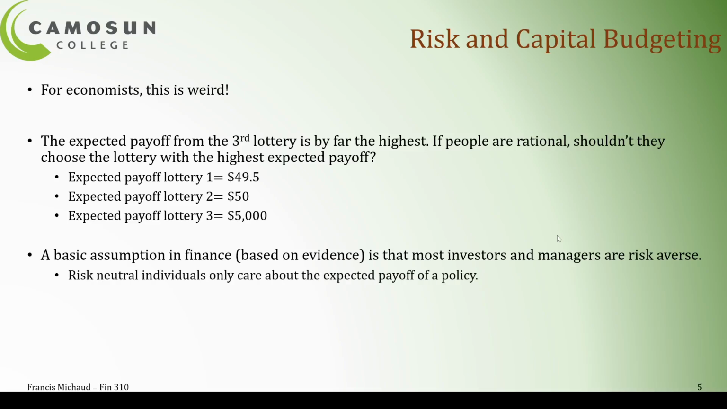To distinguish here, a risk neutral individual only cares about the expected payoff of a policy or of a lottery. So if you were risk neutral, you would have picked lottery 3, because you just care about the expected payoff, and the lottery with the highest expected payoff was lottery 3.